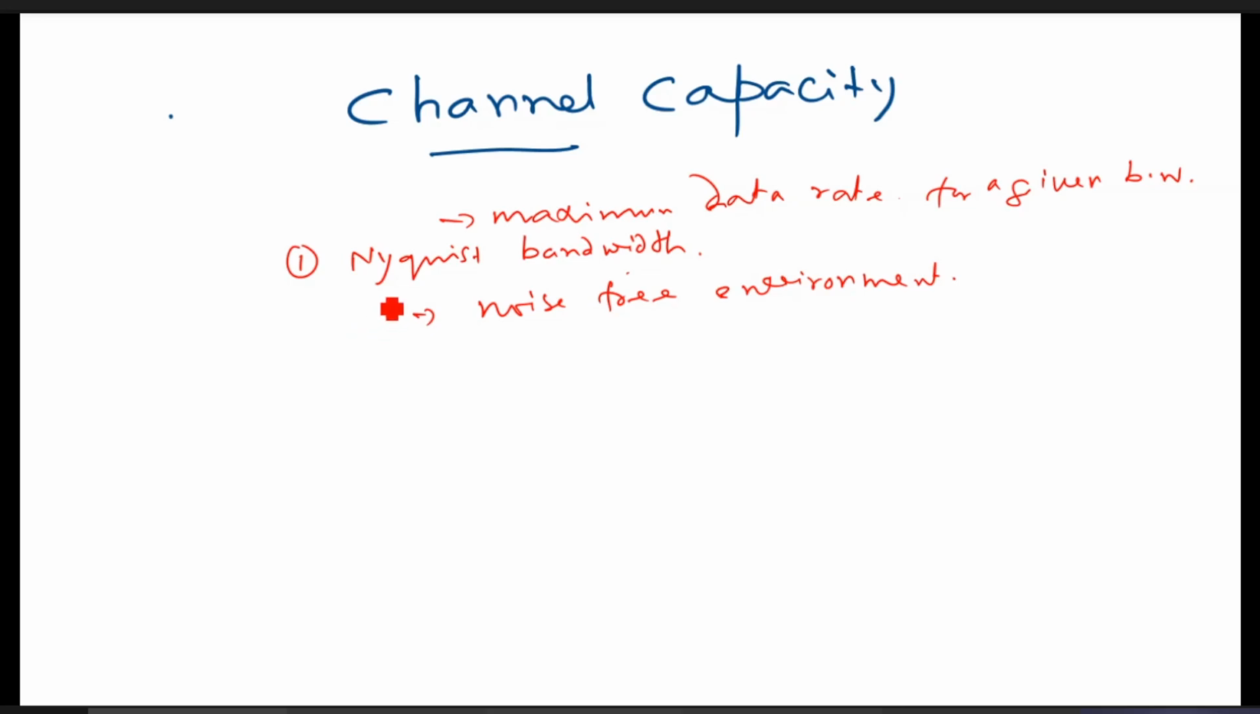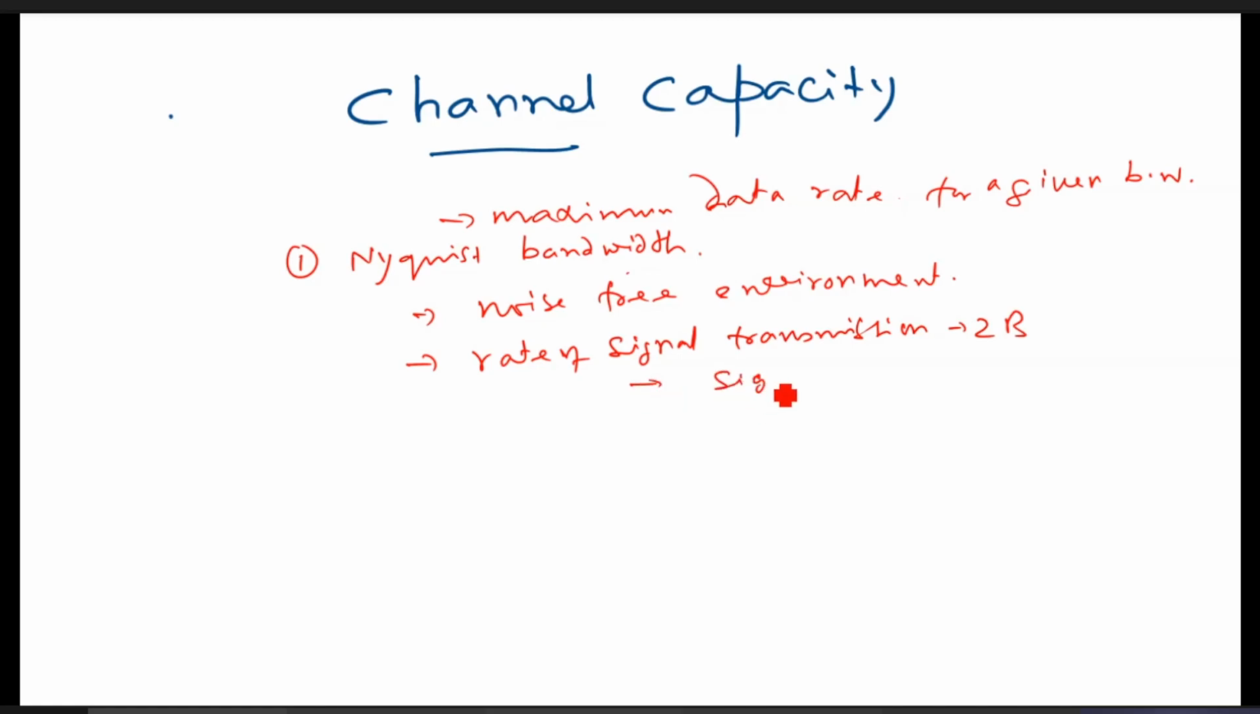For the formulation of these limitations, here is the Nyquist bandwidth. If the environment is noise-free, then the limitation on the data rate is the bandwidth, right? And it is stated by the Nyquist theorem: if the rate of signal transmission is 2B, then a signal with frequencies no greater than B is sufficient to carry the signal rate. That means a signal of bandwidth B is sufficient.